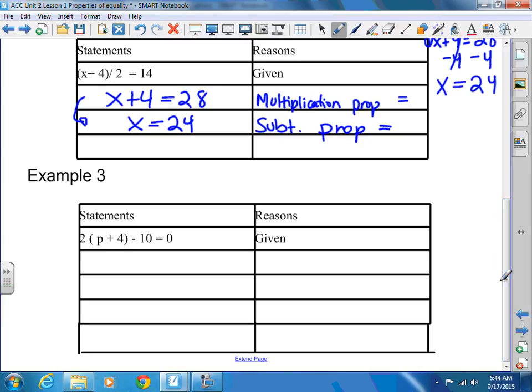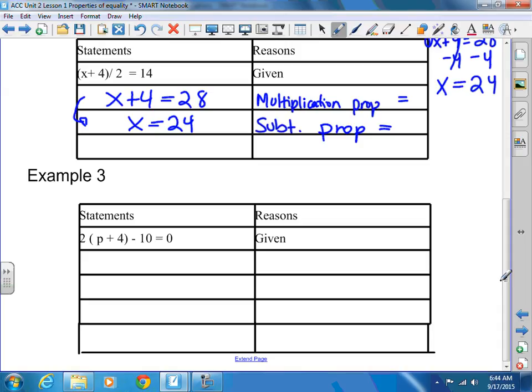Last but not least, we have example number 3. Now, I want you to try example number 3. A couple of you will go ahead and distribute. Some of you might subtract 10 first. Some of you might add 10 first and then divide by 2. There are multiple ways to do example 3. So let's do it the way I think 90% of you are going to do it. You're going to want to distribute.